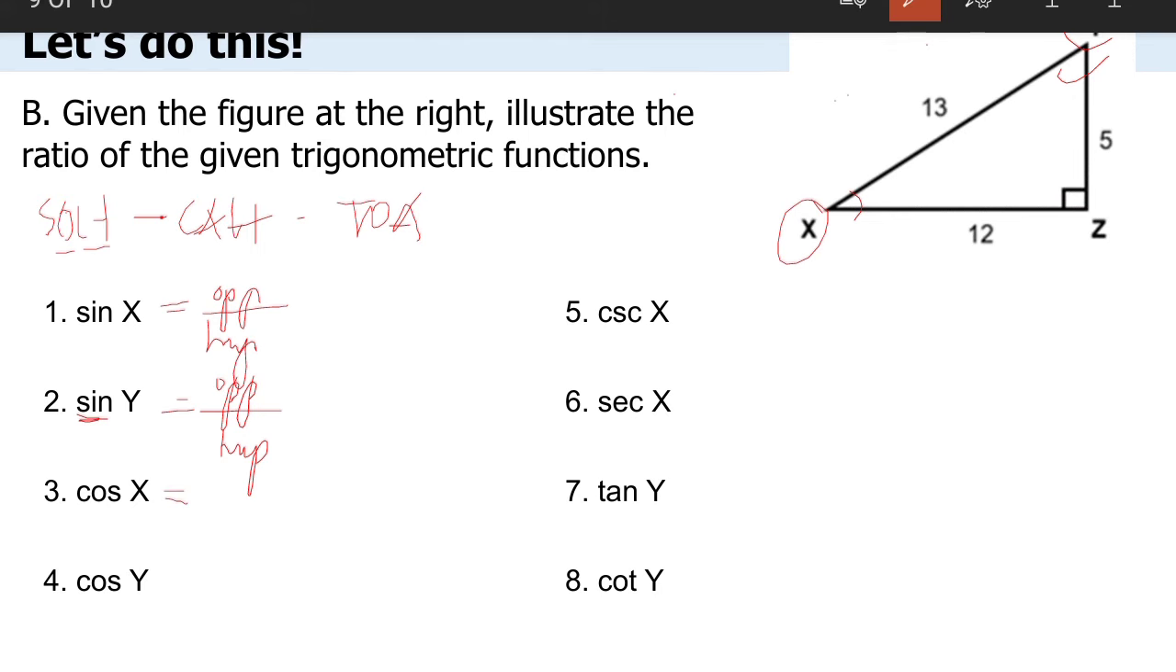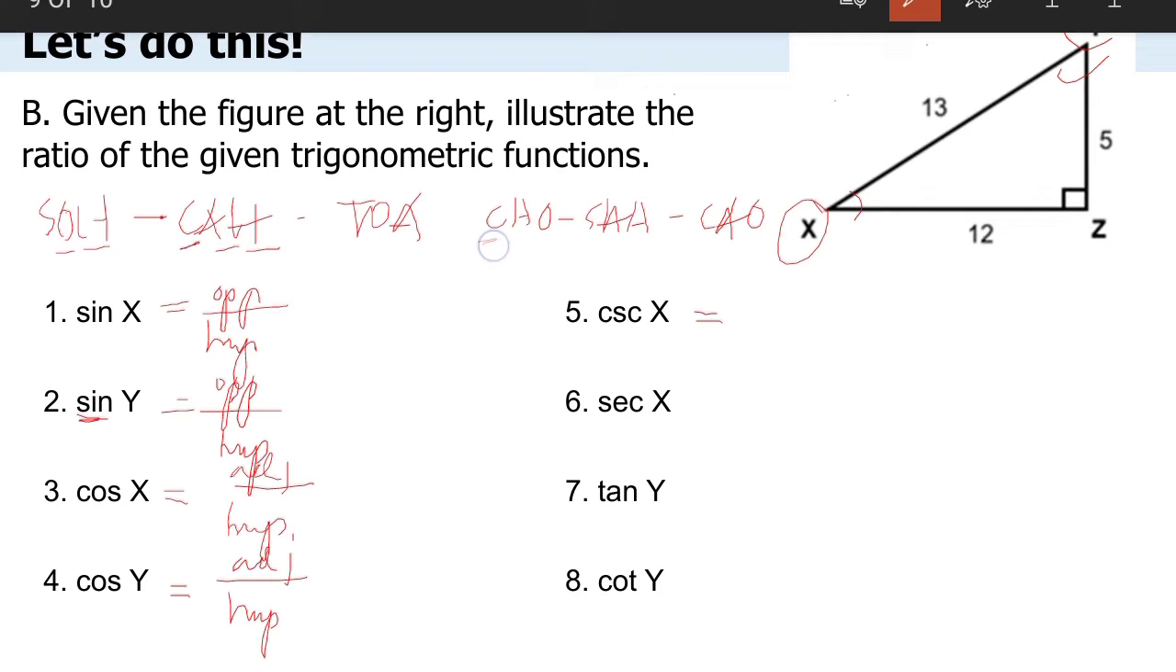Cosine is adjacent over hypotenuse. So, this is adjacent over hypotenuse. So, cosecant. What is the reciprocal of cosecant? It is sine. By the way, let's write SOH-CAH-TOA again so you won't be confused.